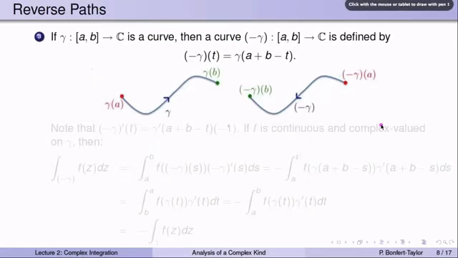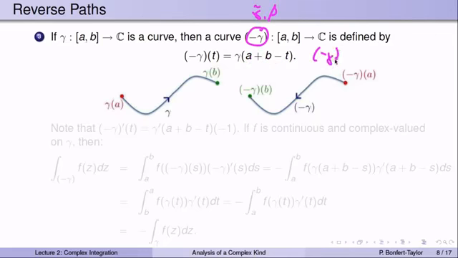I also want to introduce you to reverse paths. Given a curve gamma, defined on an interval from a to b, there's a curve minus gamma. And this is a confusing notation because we don't mean to take the negative of gamma of t. It's literally a new curve minus gamma. So if you don't like this notation, call this gamma tilde or gamma star or something like that. Or call it even beta. So there's a new curve also defined on [a, b], and it's given by taking the original curve gamma, but instead of evaluating at t, we evaluate it at a plus b minus t.